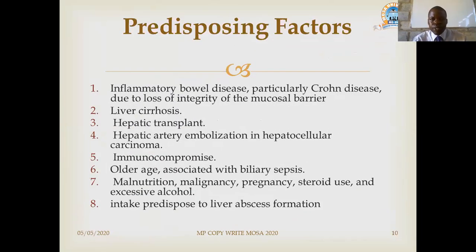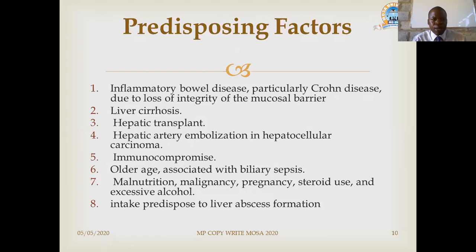Let us look at the predisposing factors that can make someone have a liver abscess. One, inflammatory bowel diseases, particularly Crohn's disease, due to loss of integrity of the mucosal barrier. When the mucosal barrier has been lost, the mucosa will be predisposed to inflammatory conditions, which will eventually infect the GIT, which you are describing as the digestive tract. Then infection will spread from there through the portal vein and reach the liver.